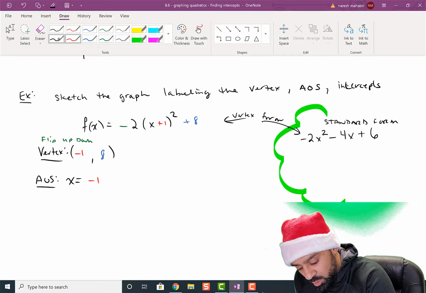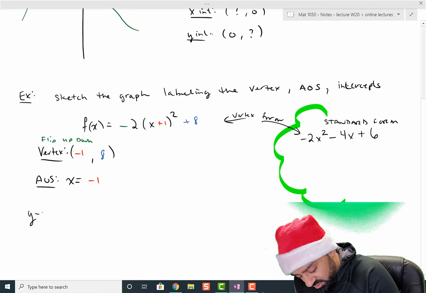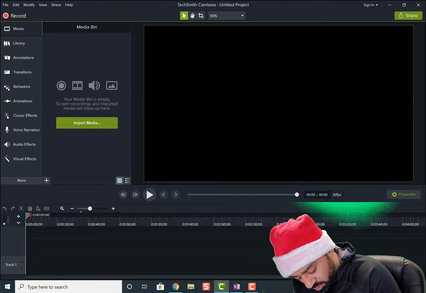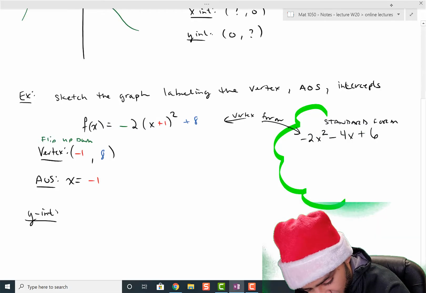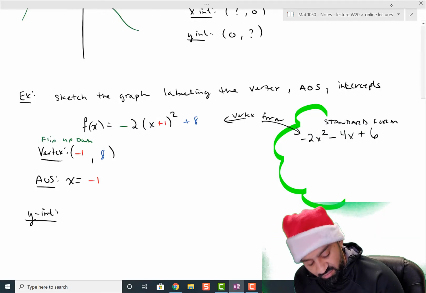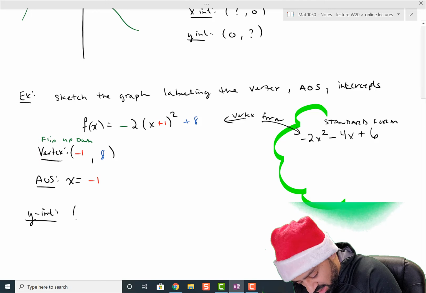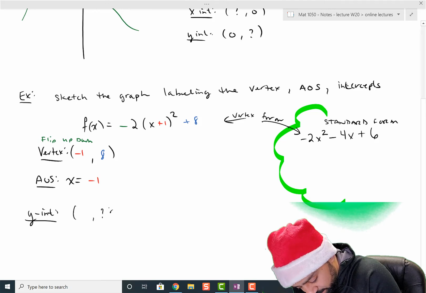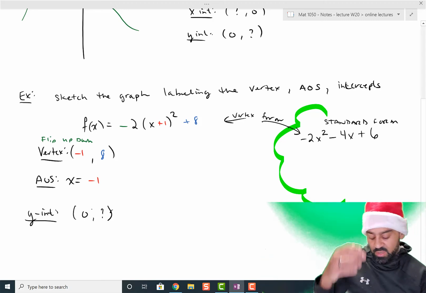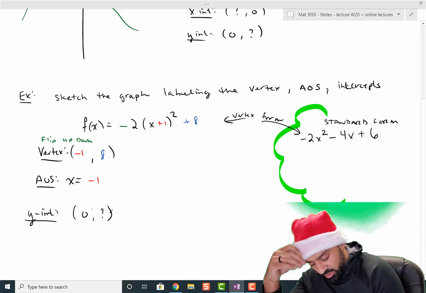We're going to start with the y-intercept. Okay, so the y-intercept, again, what does that mean we're looking for? We're looking for the y. My bad, guys, I have big hands. We're looking for the y, but the x's are 0. So what does that mean?